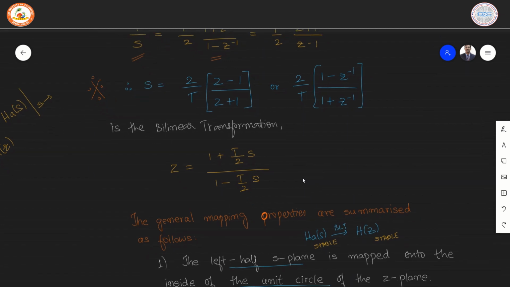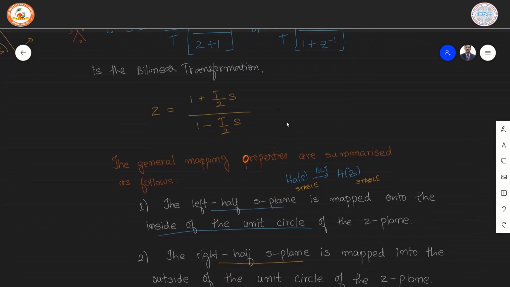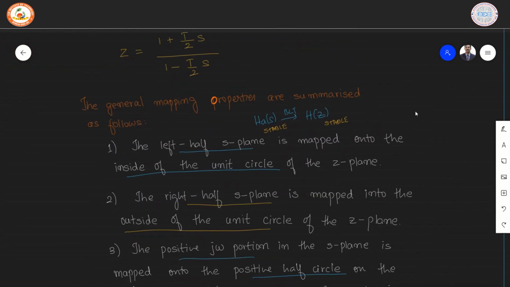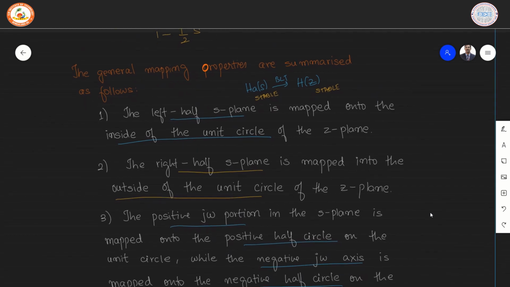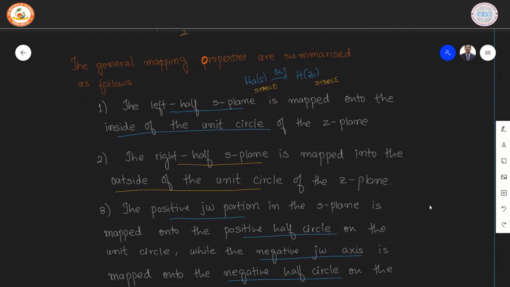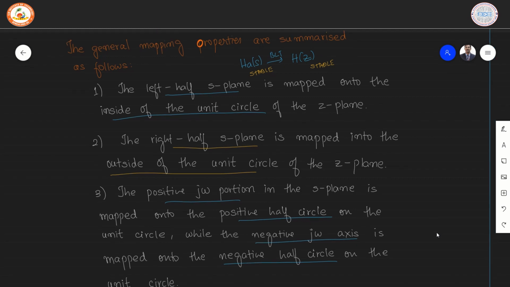Now, let us summarize some aspects about this particular mapping. The properties of the mapping are summarized as follows. Number 1, the left half S-plane is mapped onto the inside of the unit circle of the Z-plane. The right half S-plane is mapped into the outside of the unit circle of the Z-plane. The positive j omega portion in the S-plane is mapped onto the positive half circle on the unit circle, while the negative j omega axis is mapped onto the negative half circle on the unit circle.